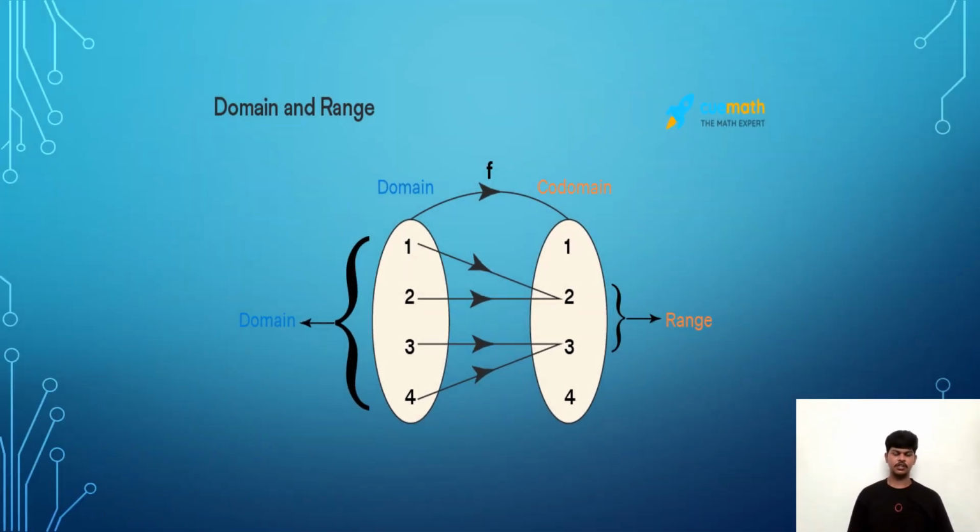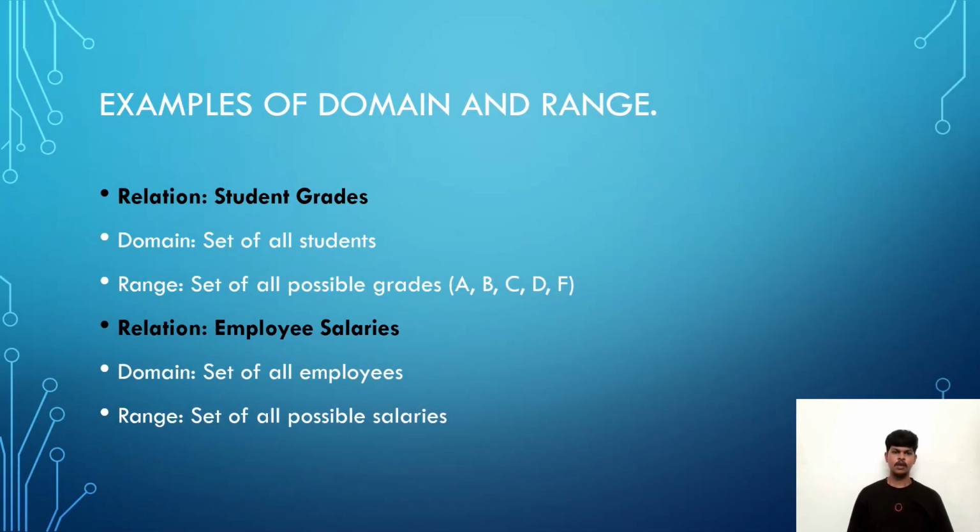Here is a pictorial representation of a domain and range, where we can see the blue side represents the domain and the orange side represents the range. Examples of range and domain. Let's say a relation of student grades. Its domain will be the set of all the students, and its range would be the set of all possible grades. We can say A, B, C, D, and so on.